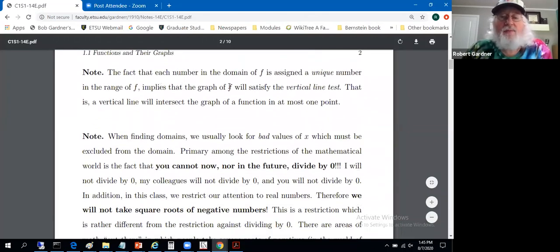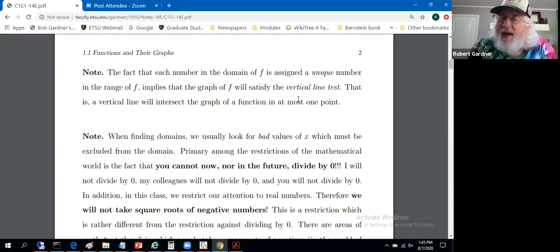Okay, the fact that each number in the domain of f is assigned a unique number in the range implies that a graph will satisfy a vertical line test. That is, if we graph the function, draw any vertical line, a vertical line will intersect the graph of the function in at most one point. Now, it might not intersect it at all. You may be drawing a vertical line that doesn't correspond to a point in the domain of the function, in which case it won't intersect the graph at all. But a vertical line will intersect the graph of a function in at most one point.